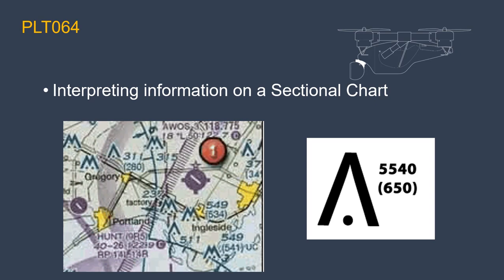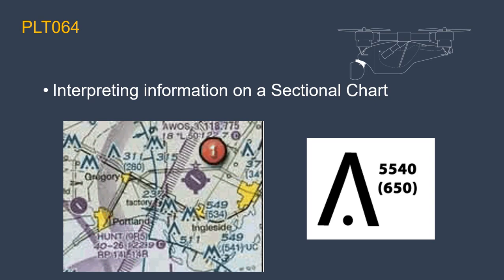PLT 064, Interpreting Information on a Sectional Chart. The kind of question here might be something like finding the elevation of the top of an obstruction 3 miles northwest of McCampbell Airport in Area 1 of Figure 45 in the charts book. The answers will include MSL and AGL.